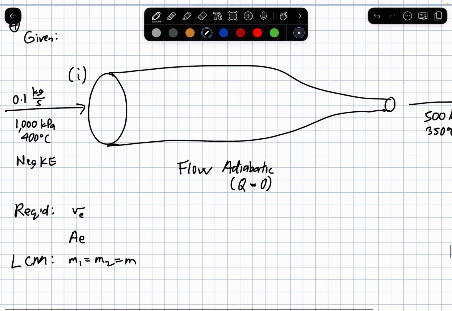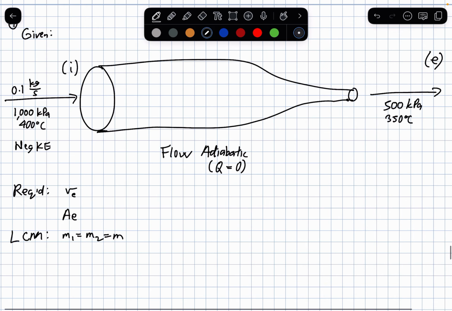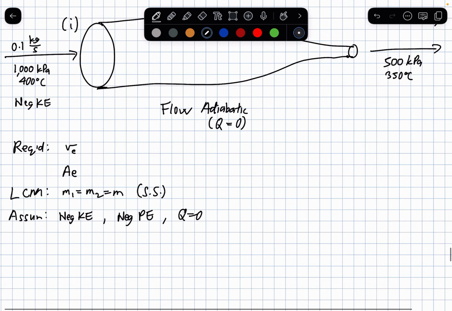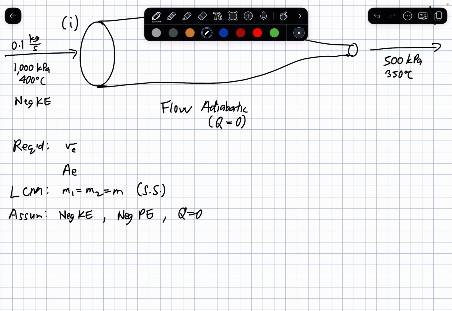LCM. Is the process steady state? There is no mention of accumulation, so this is going to be steady state. Assumptions: it's already specified, negligible KE, and negligible PE as well, because there's no mention. What else? Adiabatic, so Q is 0. So far, those are the most obvious ones, no?